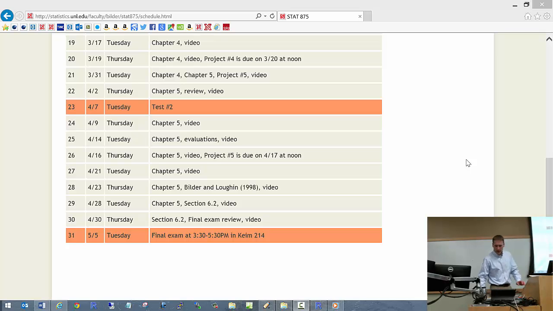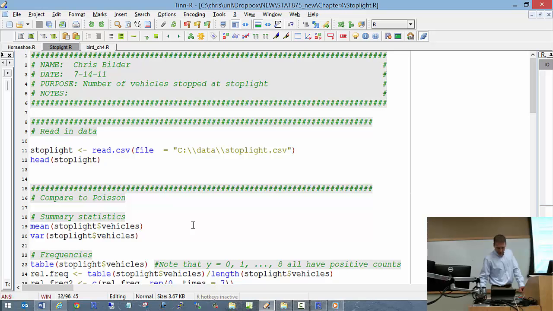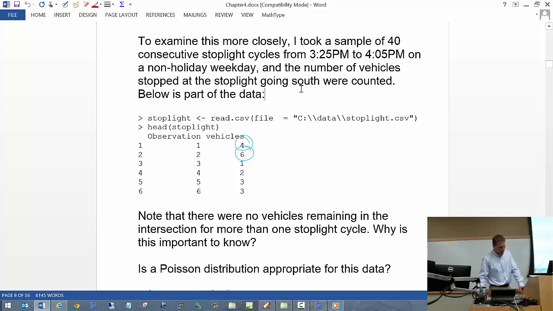Okay, we left off on about page 4.8 in the notes. We were talking about this number of cars stopped at the 33rd and Holdridge Street intersection example. And so my data is in stoplight.csv. So for the first time, I was counting the number of cars that were stopped at the intersection during a red light, I had 4 cars. The next time 6 cars, next time 1 car, and so on. I did this for about 40 minutes.